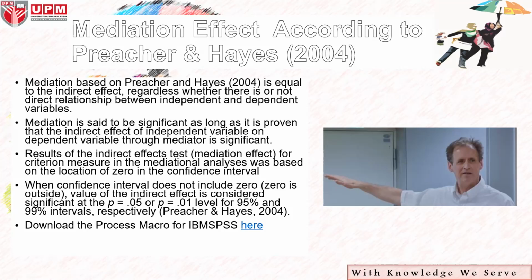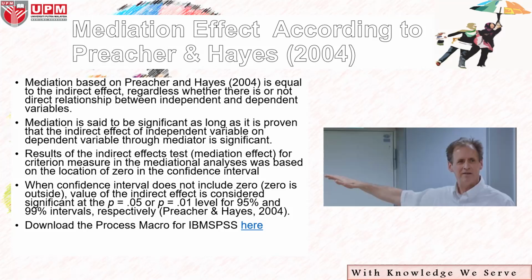Okay, results of the indirect effect test, which is the mediation effect. Faham? Kalau dalam Preacher and Hayes ni, I use the term indirect effect interchangeably with mediation effect. Sama. Okay, the criterion measure in the mediational analysis was based on the location of 0 in the confidence interval, to determine whether the indirect effect or mediation effect is significant or not. According to Preacher and Hayes, we refer to the location of 0.